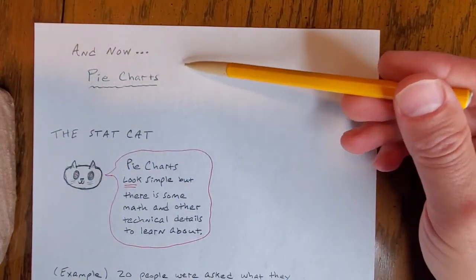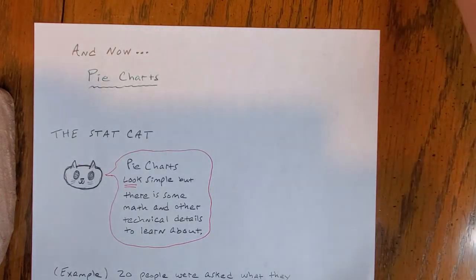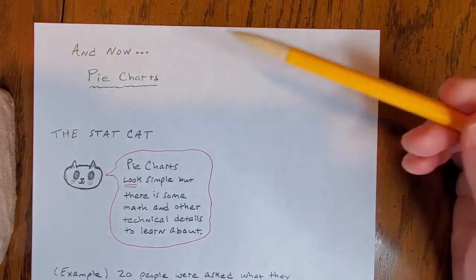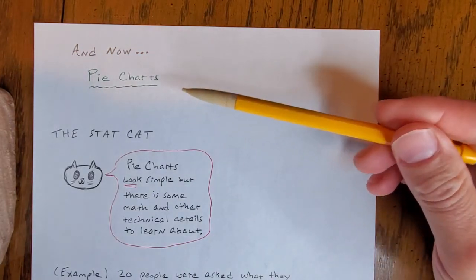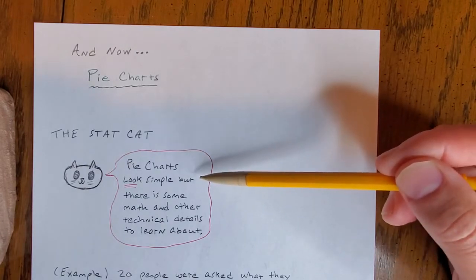So the next thing was something that, at least at first appearance, would look a lot simpler than anything that we've talked about so far, and that's a pie chart, okay? So, all right, what's the stat cat have to say? The pie charts look simple, they really do.